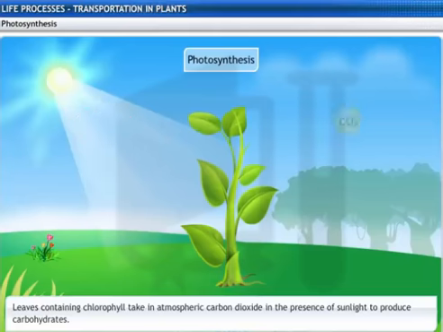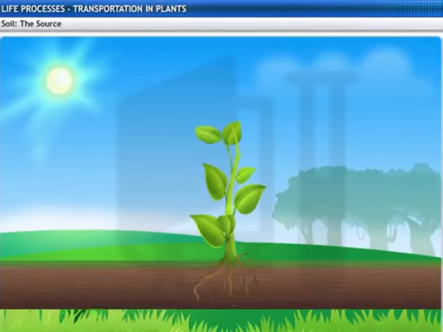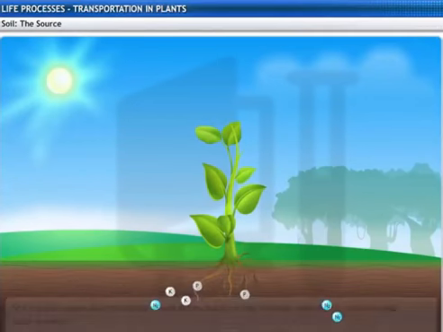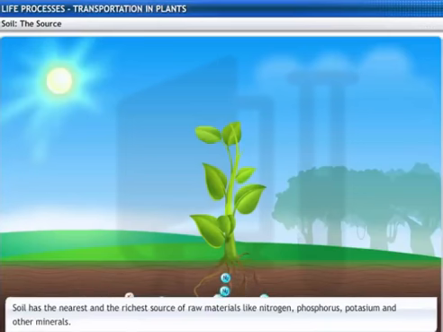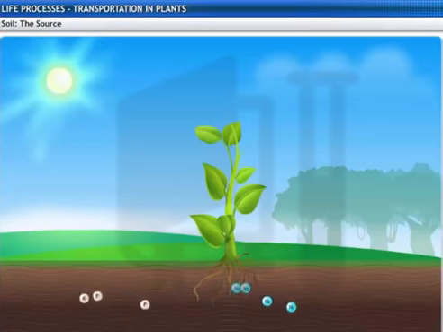Plants use energy from sunlight to fix atmospheric carbon dioxide into carbohydrates. Water and chlorophyll is required as raw material, and oxygen is released as the byproduct. Plants also need raw materials that come from the soil. Soil has the richest source of raw materials like nitrogen, phosphorus, potassium, and other minerals. The absorption of these substances occurs through the roots.